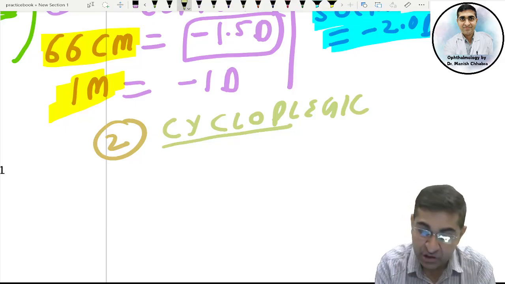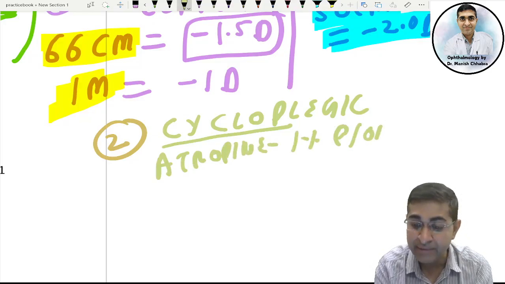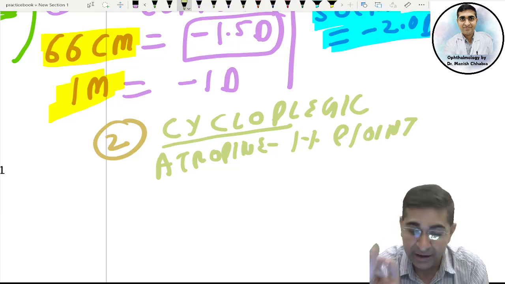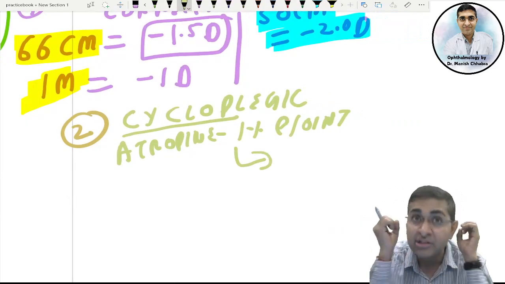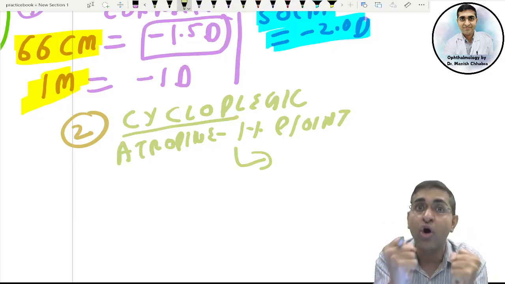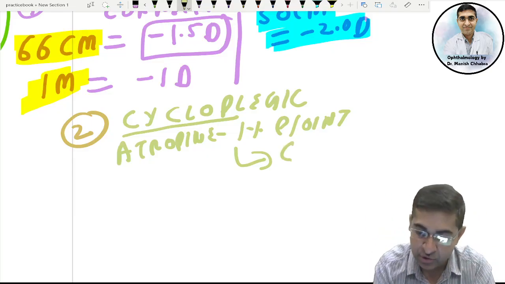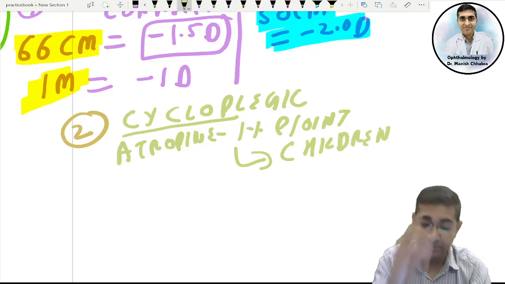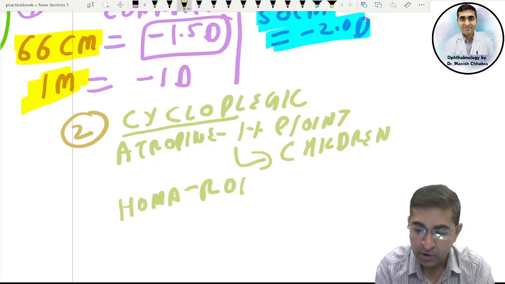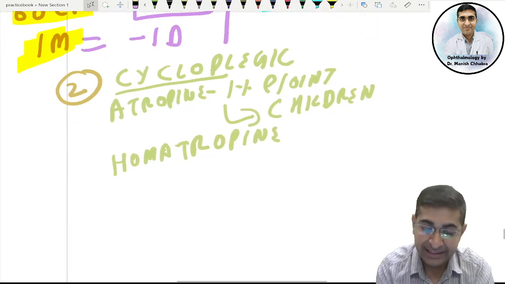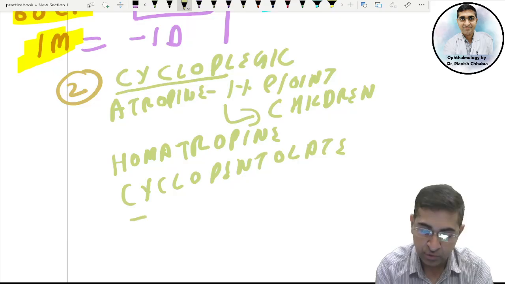Now what are the cycloplegics which you can use? First is atropine. Atropine 1% eye ointment is generally used in children because it is the strongest cycloplegic agent, and in children the ciliary body tone is very, very strong. So you need to use the strongest possible cycloplegic agent. So it is used in children. This is your previous year MCQ. Atropine 1%, or you can use homatropine eye drop. You can even use cyclopentolate, or you can use tropicamide.